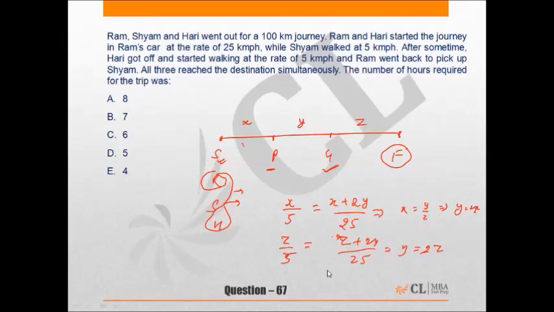As the total distance is 100 km, from here we get the ratio of x, y and z as 1 is to 2 is to 1, and x will be 25 equals to z and y will be 50.